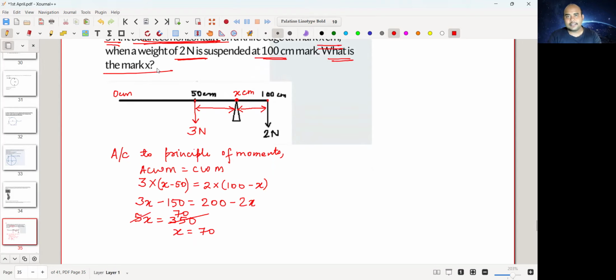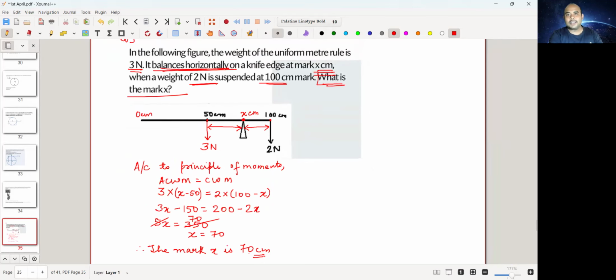What is the mark X? That was the question. If you read the question, it says, what is the mark X? Therefore, the mark X is 70 centimeter. How simple, isn't it? Each of the questions are very simple. If you understand the question, it becomes very easy to solve it.